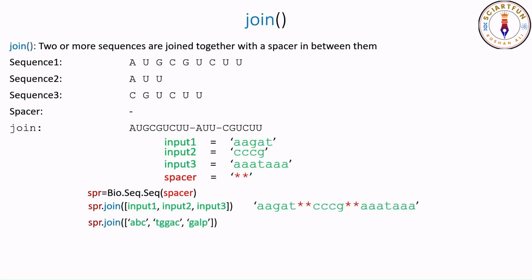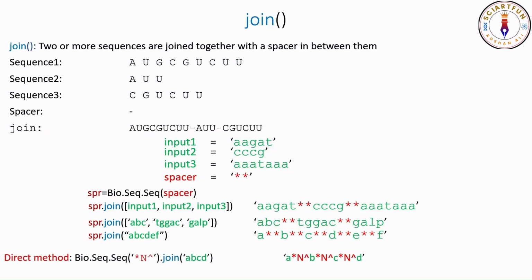This is the second example. We have directly put three sequences in the list, and these three sequences have been joined by the spacer. If you try a single sequence without using the square brackets, then individual letters will be spaced. Try this direct method also.